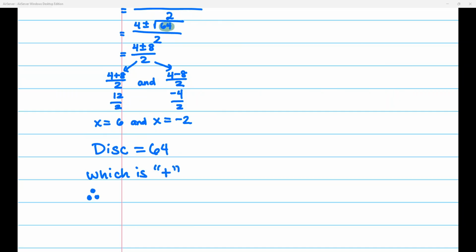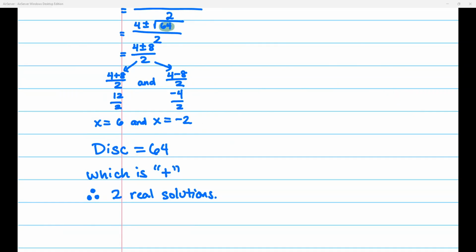Therefore, remember those three dots mean therefore, we get two real solutions. When you get a positive discriminant, in this case the 64 is positive, you're going to end up with two real solutions, and that's exactly what I ended up with. I ended up with x equals 6 and x equals -2. Those are both real solutions.